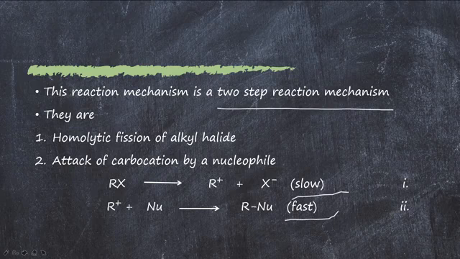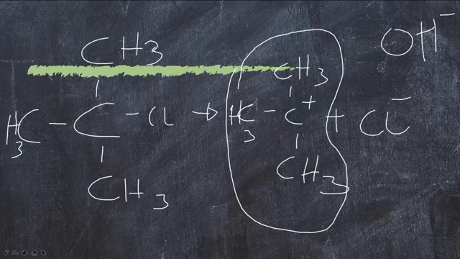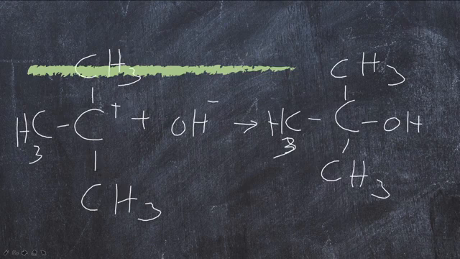So let's go back to our example. The first step involves tert-butyl chloride breaking down into tert-butyl carbocation and chloride ion. Then the tert-butyl carbocation is attacked by the OH group, that is the nucleophile, and this leads to the formation of tert-butanol. That's everything you need to know about the SN1 reaction mechanism, substitution nucleophilic unimolecular.